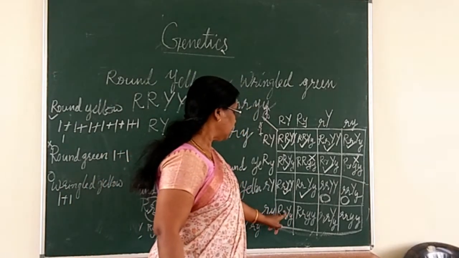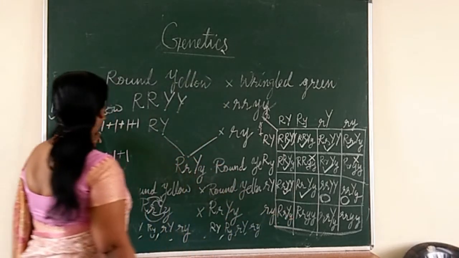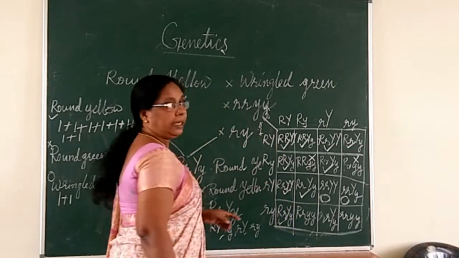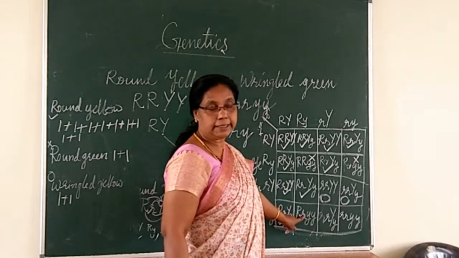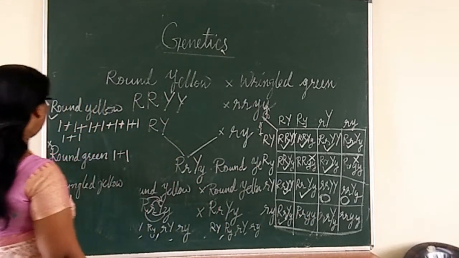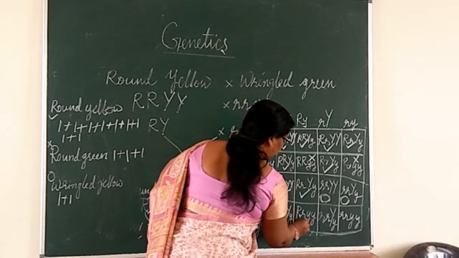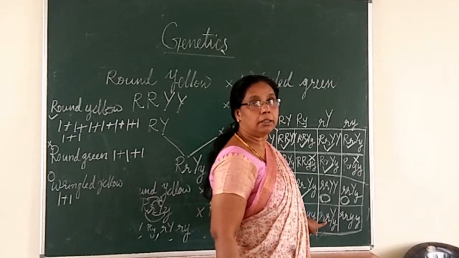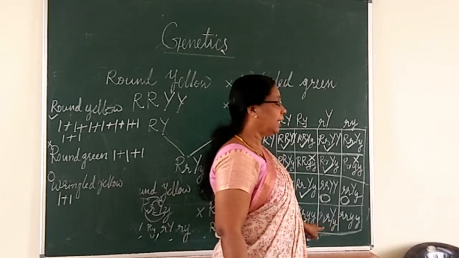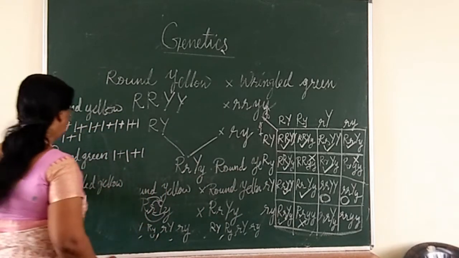Here capital R, small r, so it is round only. Capital Y, small y, so it is yellow only. So round yellow. So what symbol? Tick mark. Okay. Again here, capital R, small r. It is round in nature, and small y, that is green in nature. So round green plus 1. So what symbol you have to put? Into mark. Now small r, what will it be? Automatically that is a wrinkled one, and capital Y, small y. So that's a yellow one.